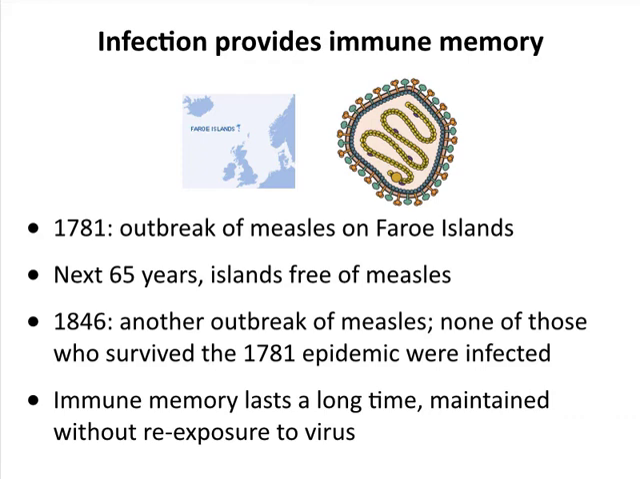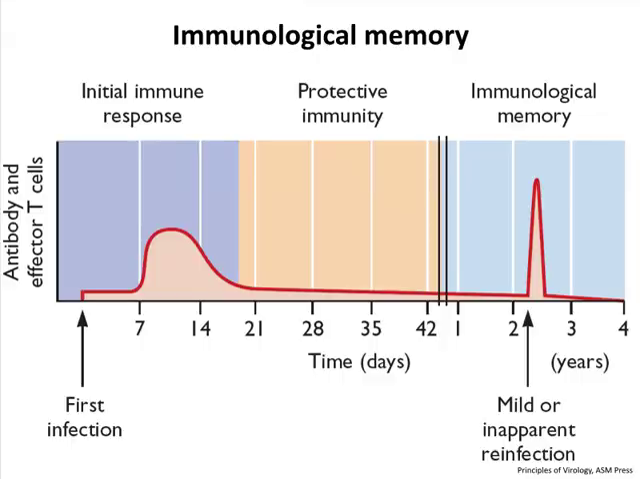They were protected because they have long-term memory. So memory lasts a long time, and you don't need virus around to maintain it. It's something that you maintain on your own. You maintain cells that are specific for the pathogen. So how does that work?